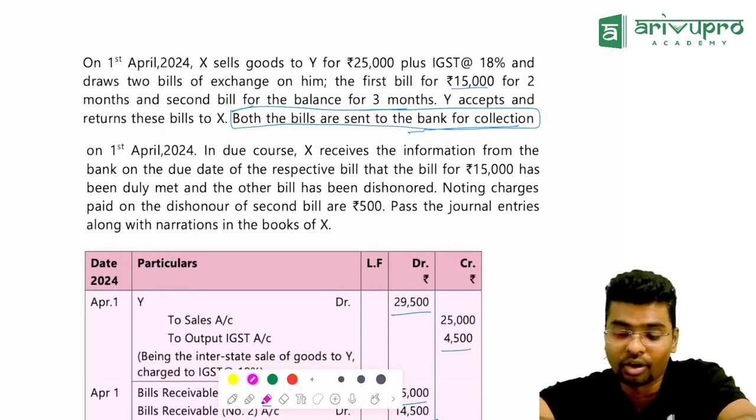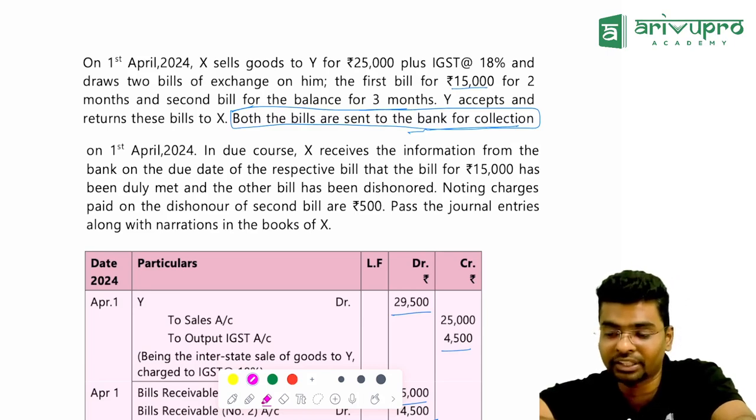In due course, X receives the information from the bank on the due date of the respective bill that the bill for 15,000 has been duly met.